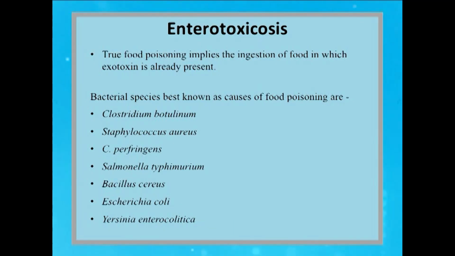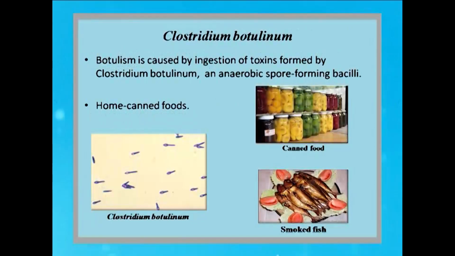So let's begin with the first organism that is commonly known to us, Clostridium botulinum. Now this Clostridium botulinum causes food poisoning and this is referred to as botulism. This is due to release of an enterotoxin which affects the gastrointestinal tract of the human body. Now this botulinum toxin which is released from the Clostridium botulinum is mainly found in the home canned food which is not properly preserved and is also found in the smoked fishes.